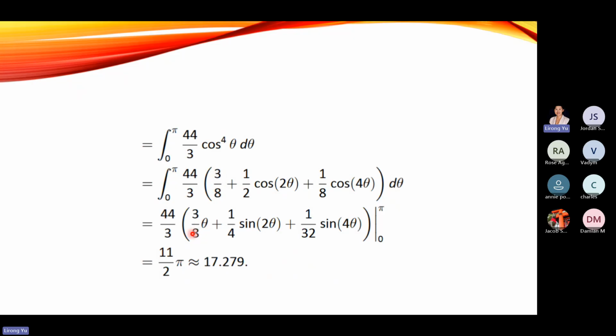3 over 8 integrated into 3 over 8 theta, cosine 2 theta integrated is sine 2 theta over 2. So cosine theta can be integrated using the integration formula, and we plug in pi and 0. As an outcome, sine 4 pi and sine 2 pi all equal 0, so these are all 0. Only the 3 over 8 theta with theta replaced by pi remains, that's the calculation. So it's 44 over 8 simplified into 11 over 4 pi. So that will be the final answer.